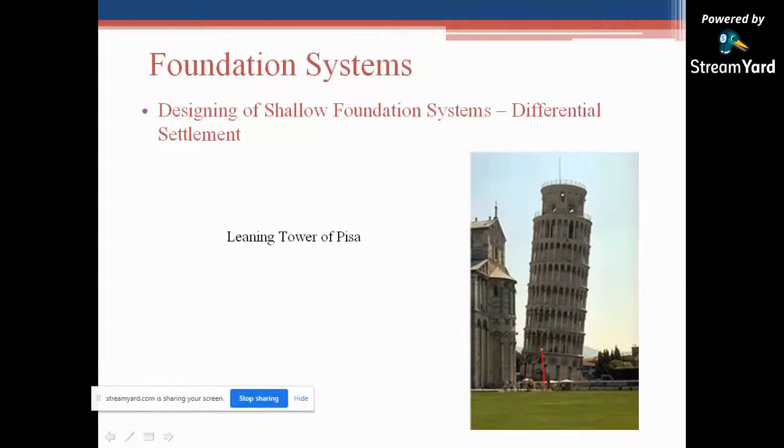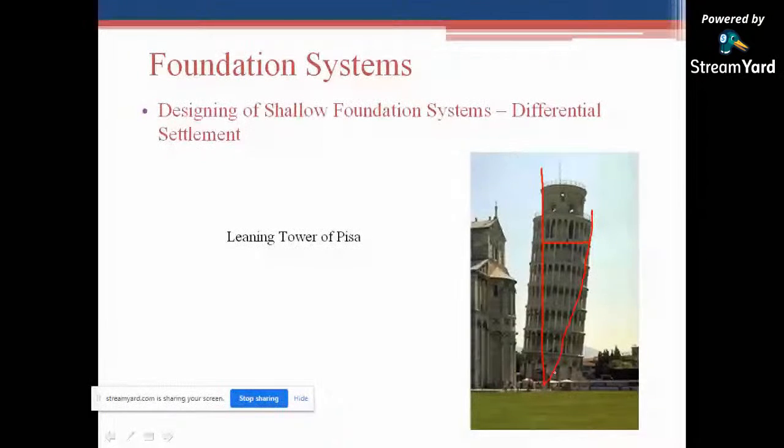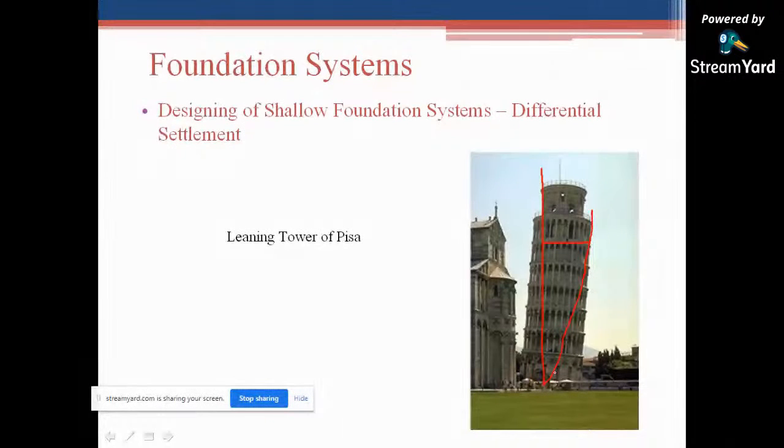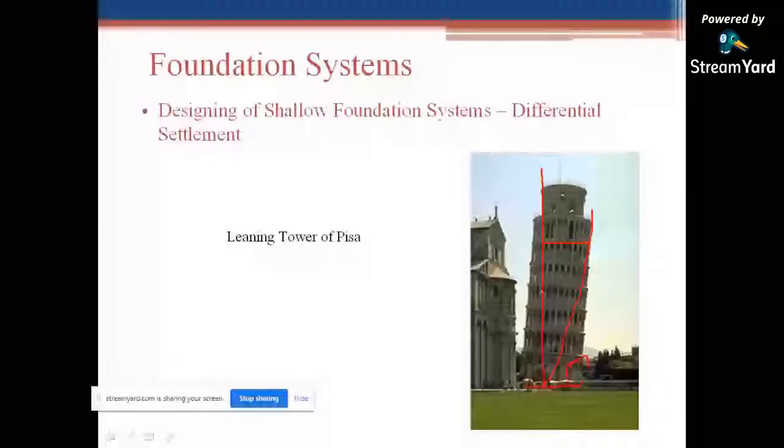If we draw a straight line, though it is not so straight from my hand, but if you draw the straight line of the foundation, you can see there is a tilted angle, meaning the Leaning Pisa has tilted this much. So this angle is because of differential settlement. That means the soil here has failed. The soil here has been pressed down more, it has been compressed, because of which it has tilted. Okay.